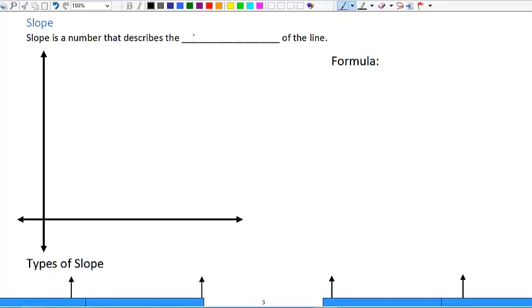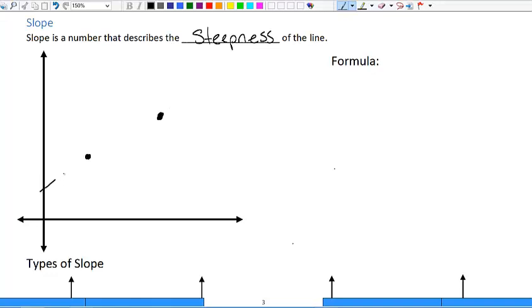Next, we're going to talk about slope of a linear equation. Slope is a number that describes the steepness of a line. So, in order to find out what the formula is, I'm going to take just 2 points and we're going to do a little bit of a discovery activity.